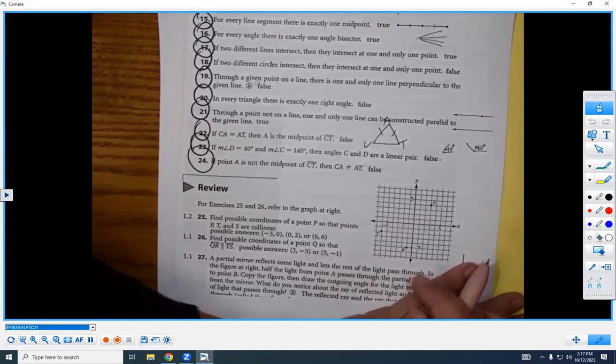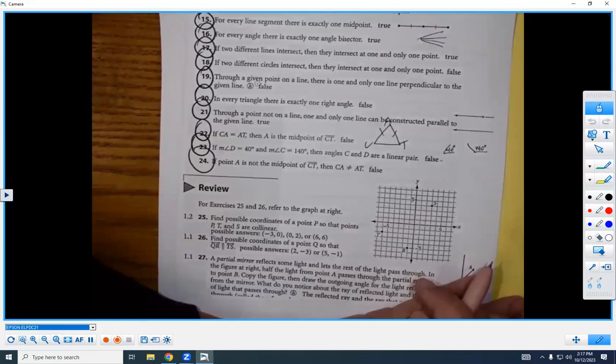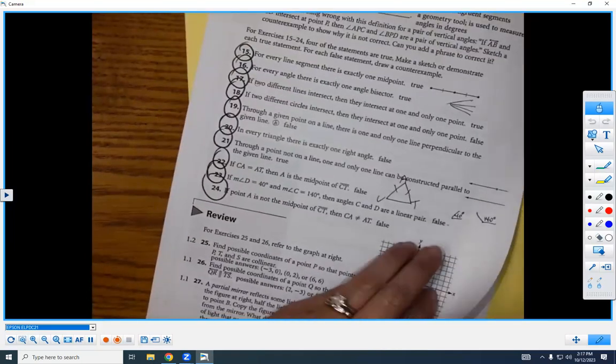What else? Nothing on that page. Nothing on that page.